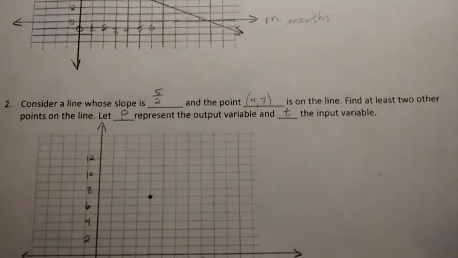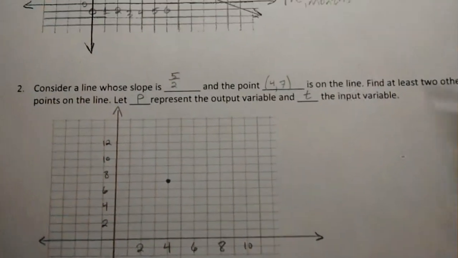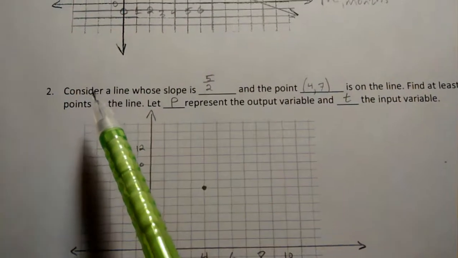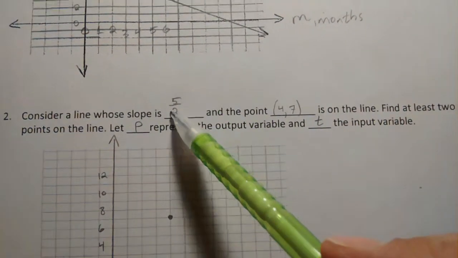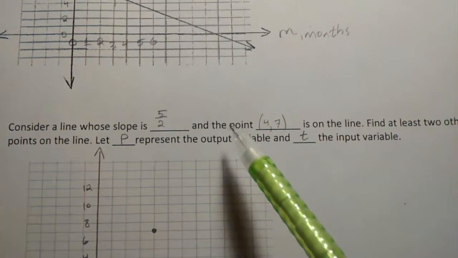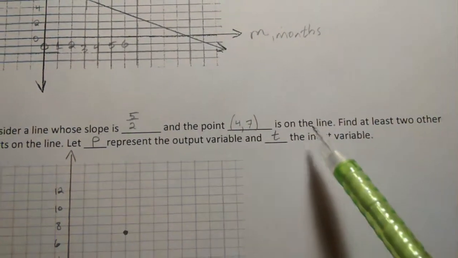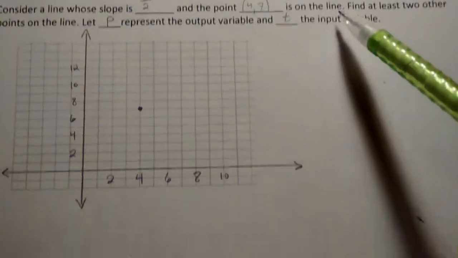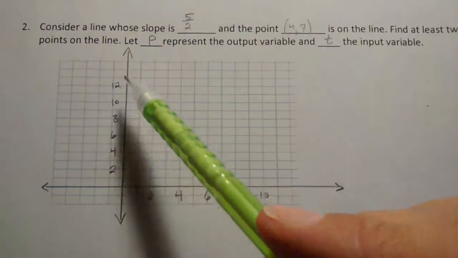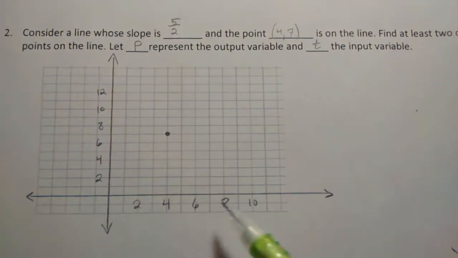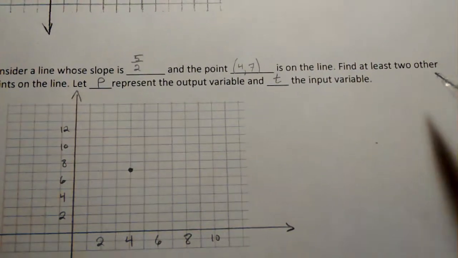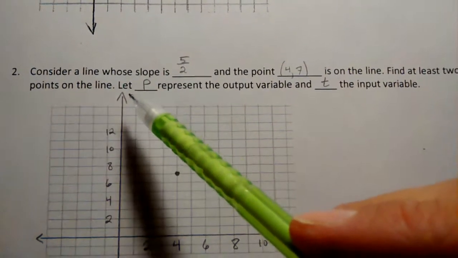Before we get into some more practical real-life stuff, I want to talk to you more about slope here. Number 2, consider a line whose slope is 5/2. So there's my numerical value, and the point (4, 7) is on the line. What I did here is label and set up a horizontal and a vertical axis. Find at least 2 other points on the line.